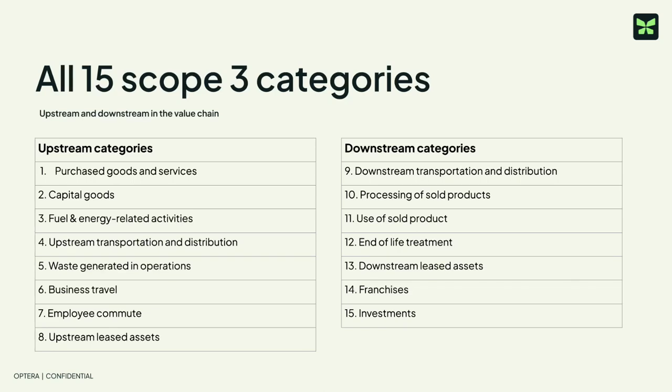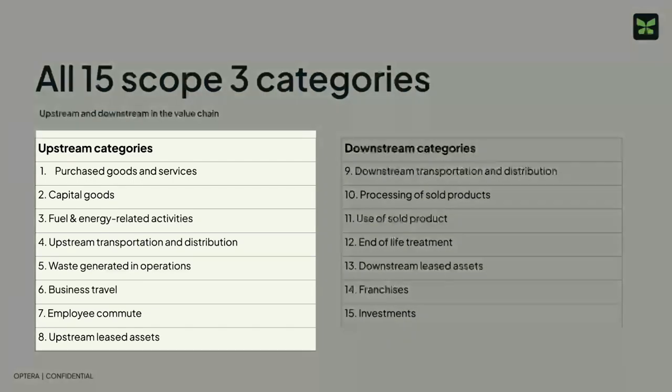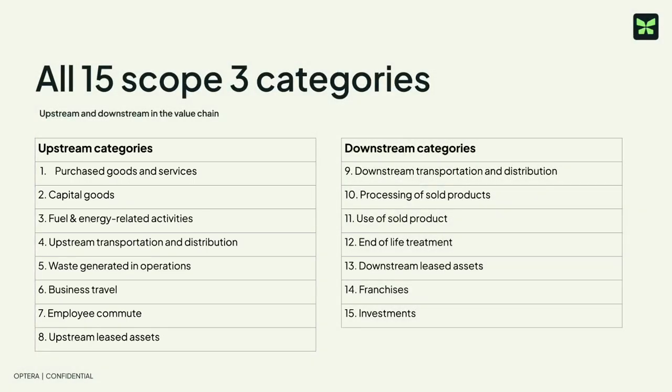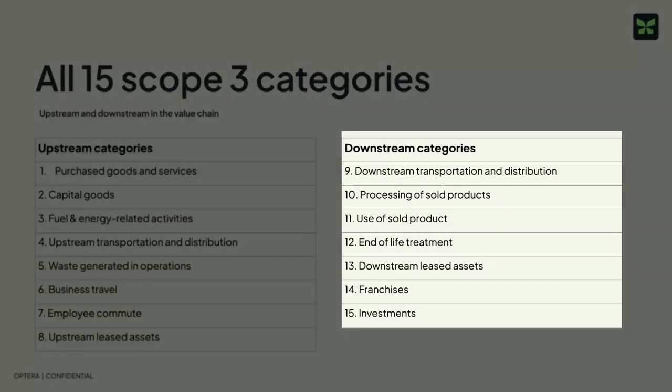operations. Upstream categories include the goods and services your company purchases, transportation of those goods, and also things like employee commuting and business travel. Downstream categories include what happens with your products after you sell them, and also your company's leased assets, franchises, and investments.